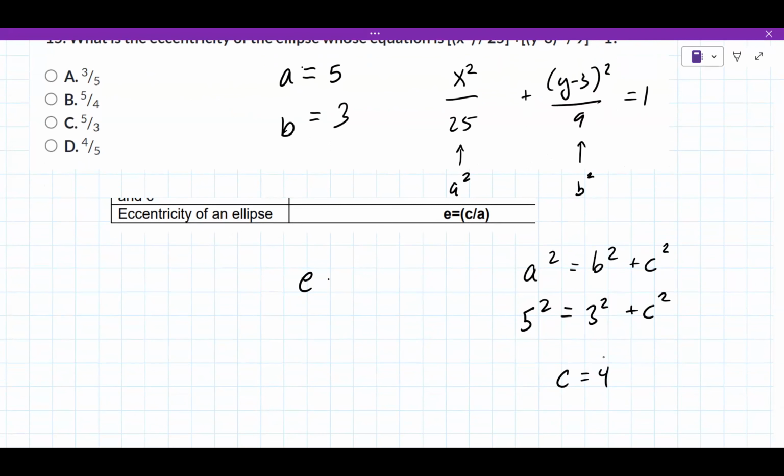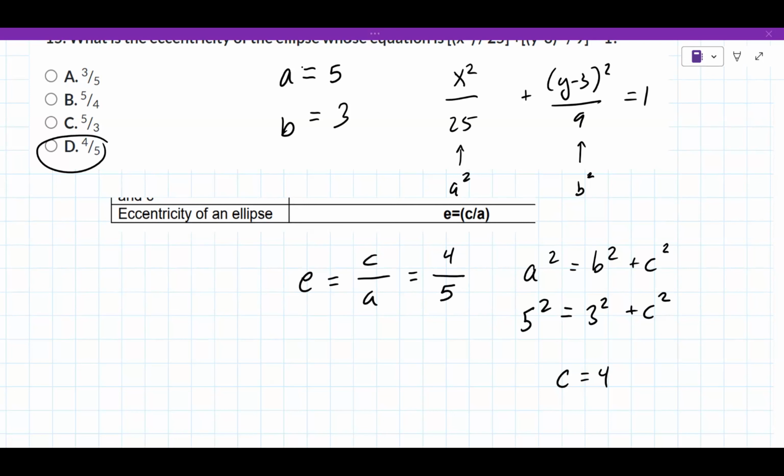The eccentricity is c divided by a. Your value of c is 4. Your value of a is 5. So now you have it. Oh, all right. So that means the answer is B. Yes. All right. Let's keep going on here. We've probably got time to do at least one more question.